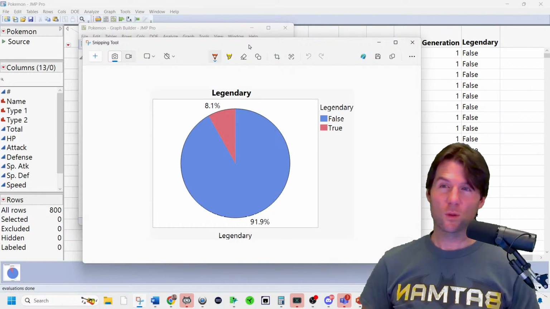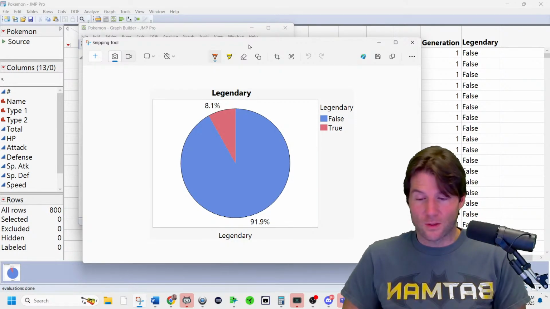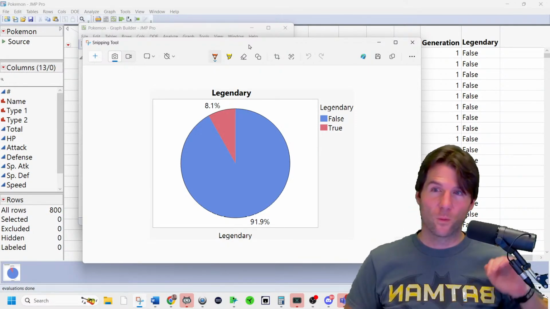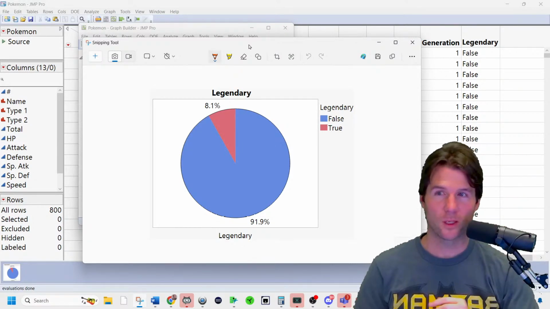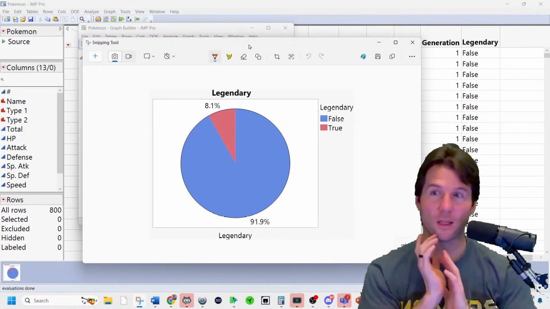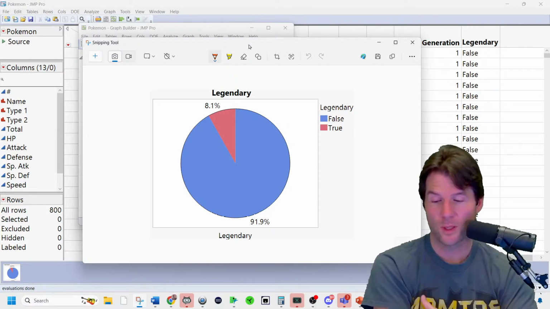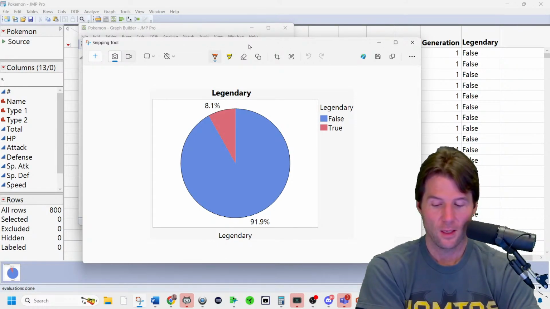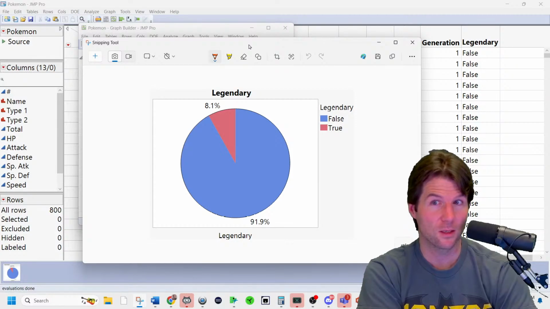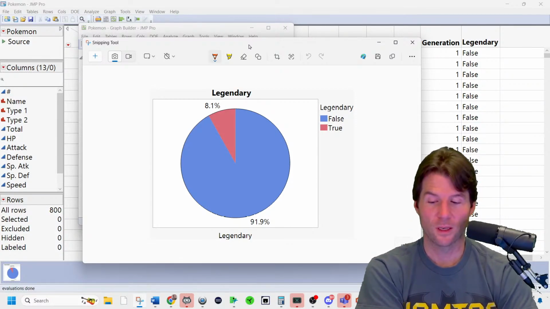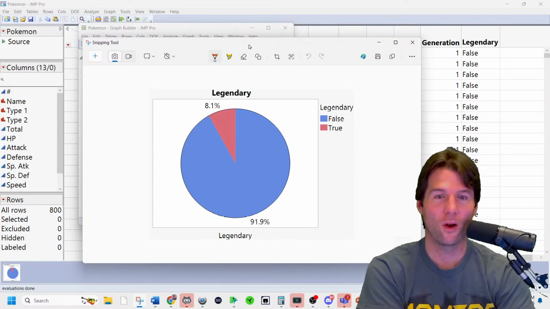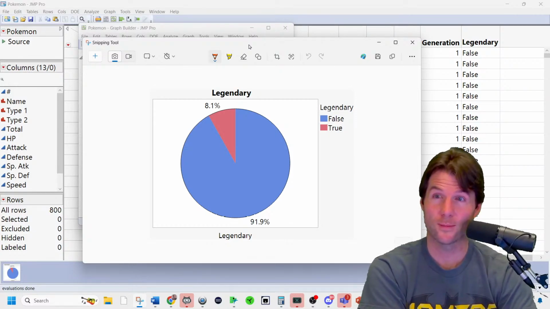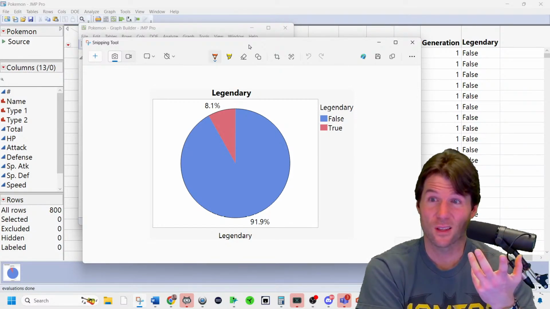This one's very easy to explain. What do you think I'd write about this? When analyzing legendary Pokemon, we're analyzing whether it's true or false that the Pokemon is legendary. True being that the Pokemon is a legendary Pokemon, and false being that it's not a legendary Pokemon. In the data, we observe that 91.9% of the Pokemon are not legendary, false. We also observe that 8.1% of the Pokemon are legendary, which was the true level. That's all there is to say on this.